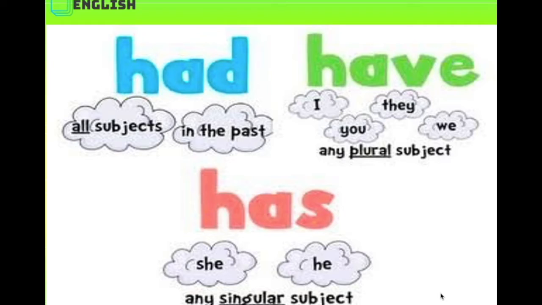Next is have. We have already studied have and has, but let's recall the topic. We use have with I, you, they, we or any plural subject, and with has we use he, she, it or any singular subject. So here we are learning the new topic, that is had. Had is used with all subjects in the past.